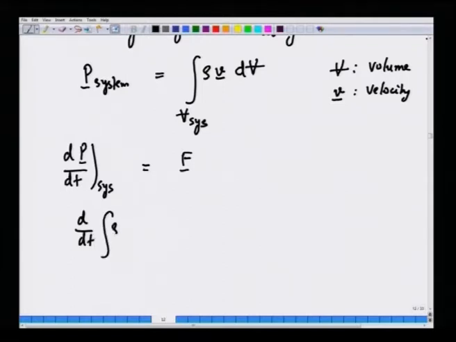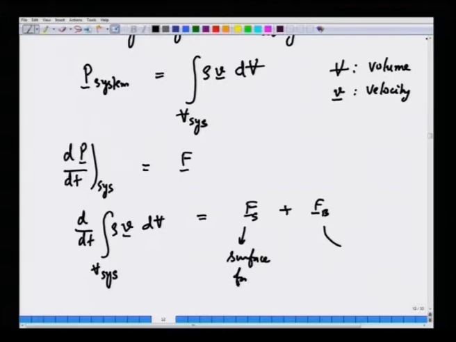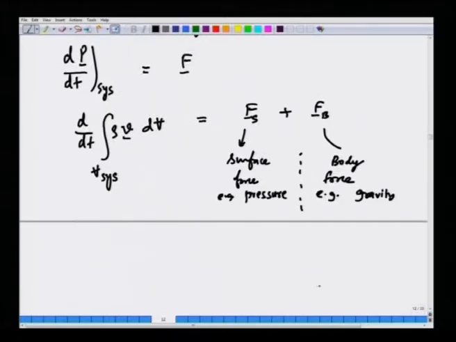P is essentially rho V dV for the system, and the rate of change of momentum for the system is equal to the sum of all forces acting on the system. We discussed in the last lecture that the forces can be divided into surface forces, which act only on the surface of the system, and body forces, which act through the entire volume of the system. A typical body force is the gravitational force. Surface force examples are the pressure force and other viscous stresses that act only on the control surface of the system.